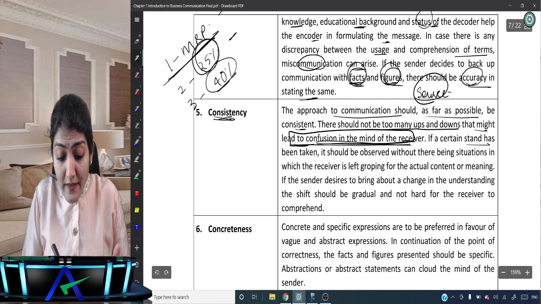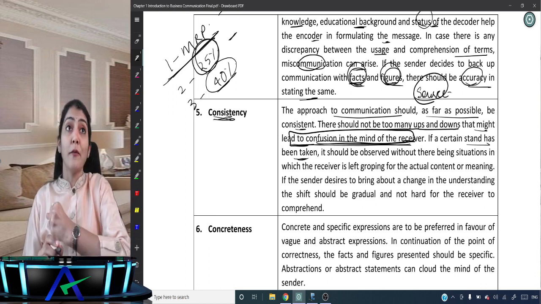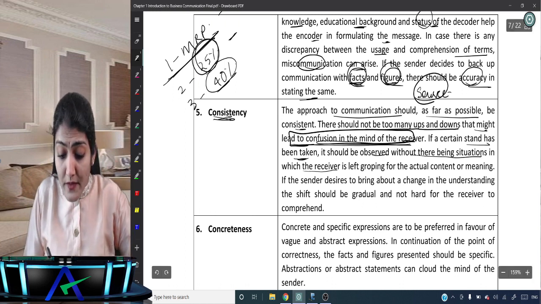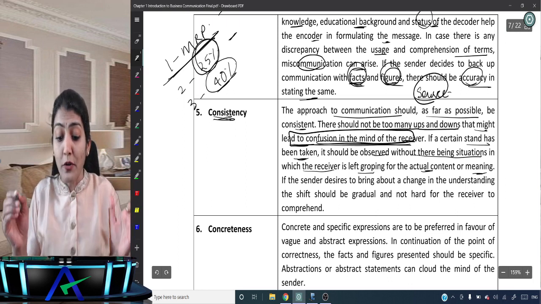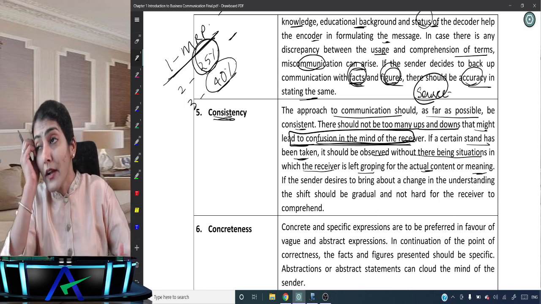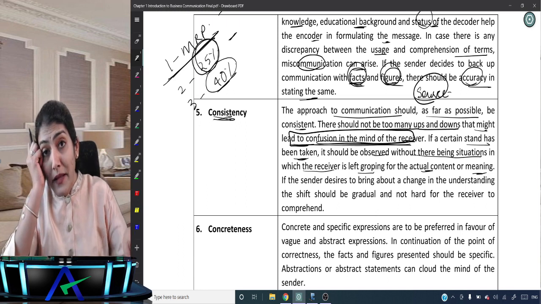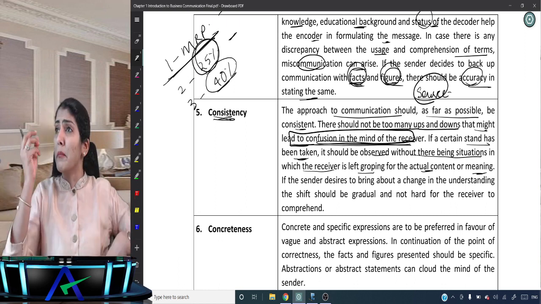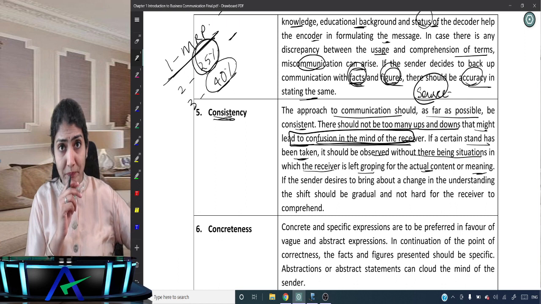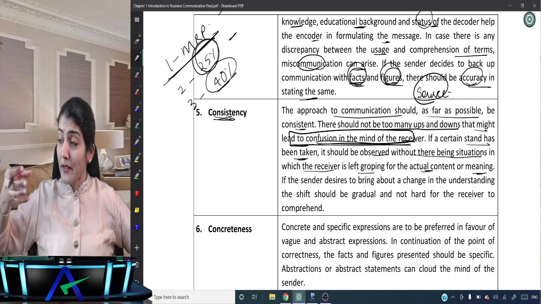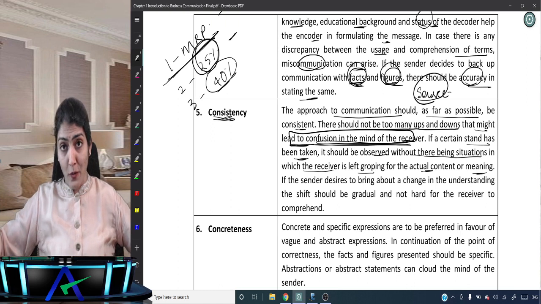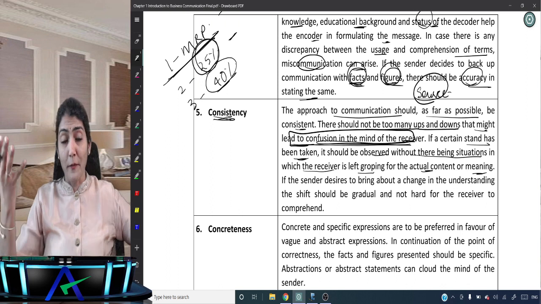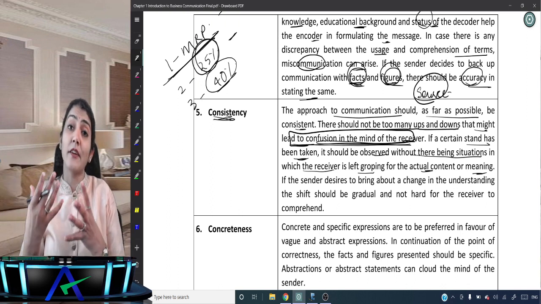If a certain stand has been taken, for example the stand that I want a new bike, it should be observed without there being situations in which the receiver is left groping for the actual content or meaning. It should not be that he says, okay, I understand, but what is the main purpose why you are talking to me right now? What is the main intention? You should not be left thinking, what was the main point? What were we talking about? Right from when you started with the discussion on whether you should purchase a new bike or not, it went on to whether the country should buy the new Rafale machines or not, right?